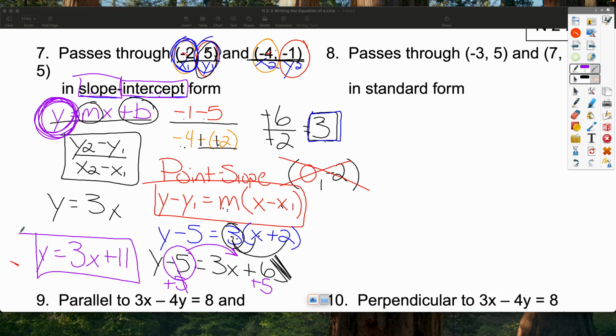We did not have a y-intercept, so we had to use the point slope form, which is right here. We substituted my y1, x1 from this point, and then I substituted my m value from what we solved to be our slope.